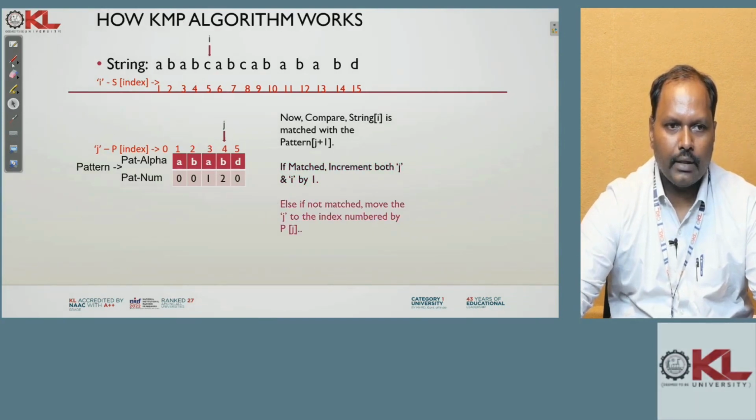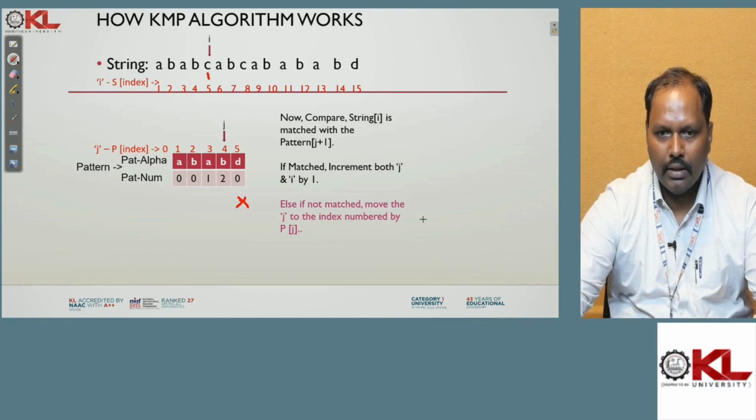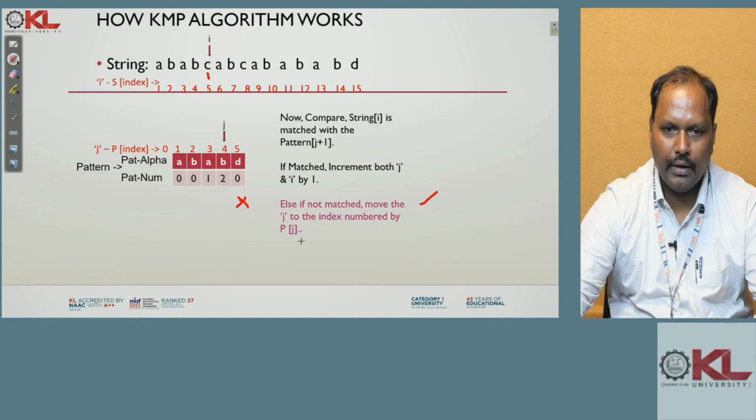Now here is a comparison: I value is equal to C, J plus 1 value is equal to D. This is the mismatch. Whenever a mismatch occurs, what is the next condition? Else, if not matched, move J to the index given by the P of J value. So if not matching, go to that J value.